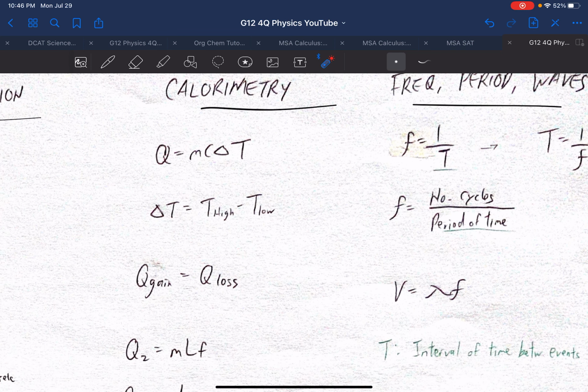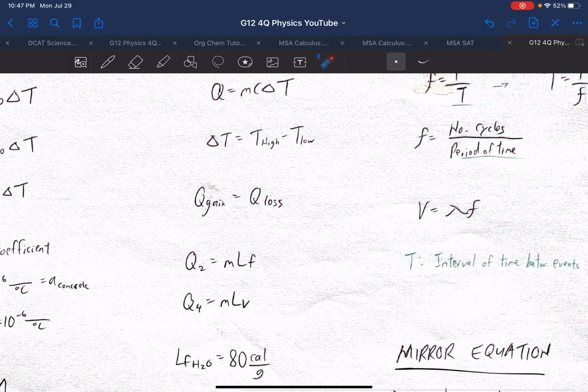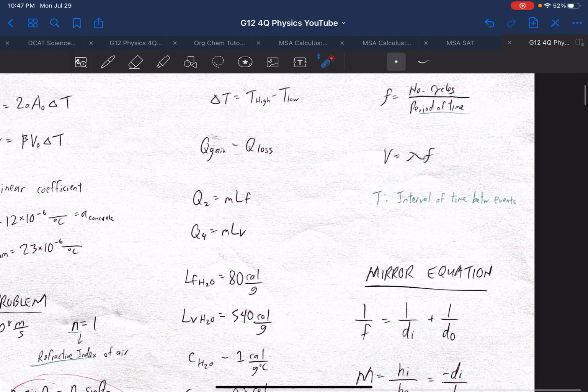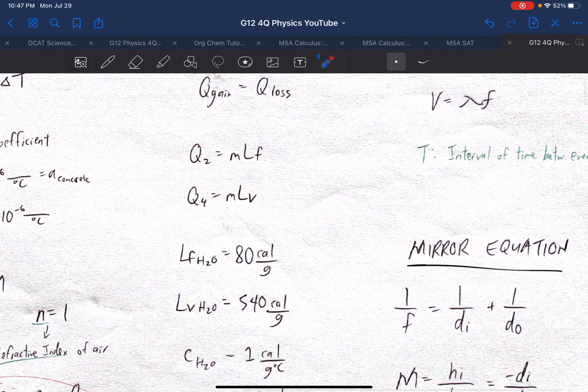How about Q? I think Q means energy. So Q gain is equal to Q loss. And yeah, Q2 is MLF, Q4 MLV. This is associated. These equations could better be understood in a graph. Let me try making one right now.